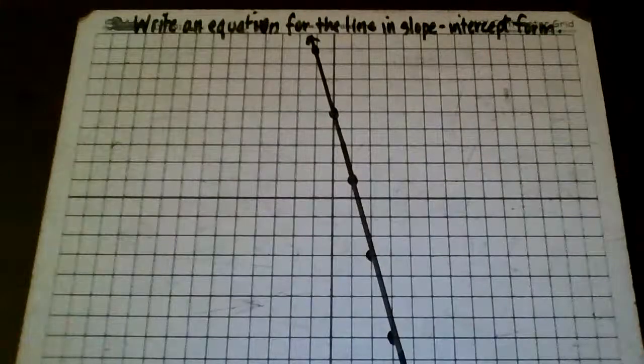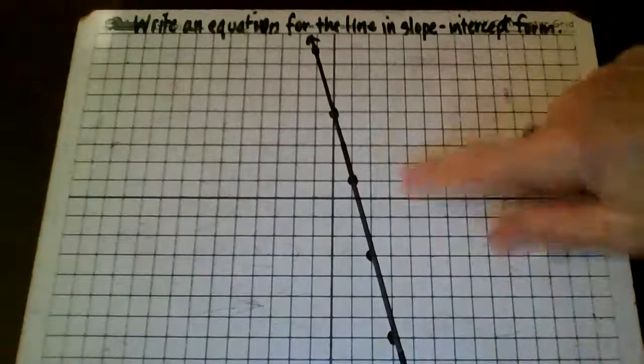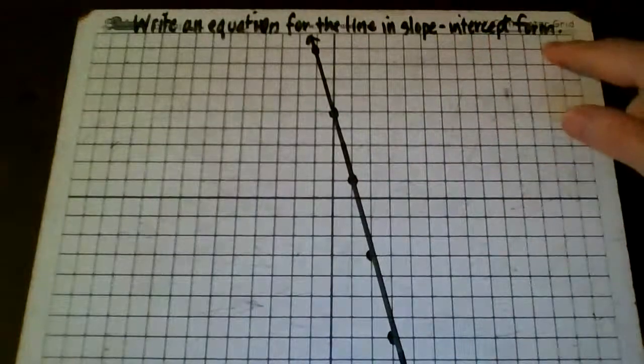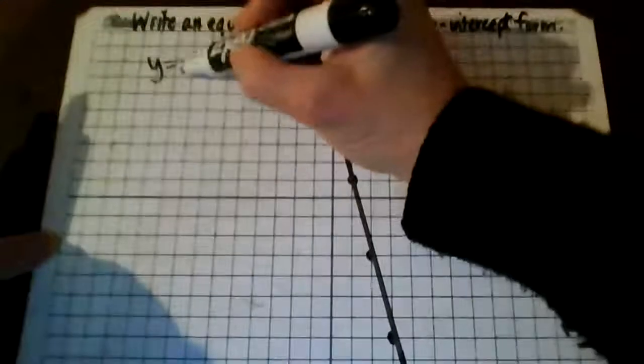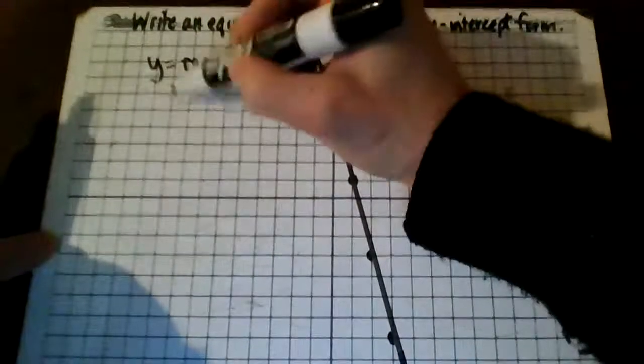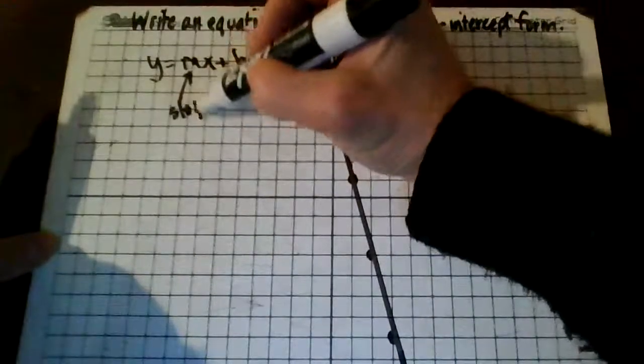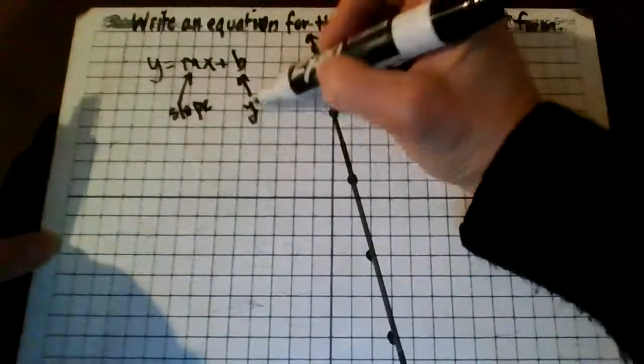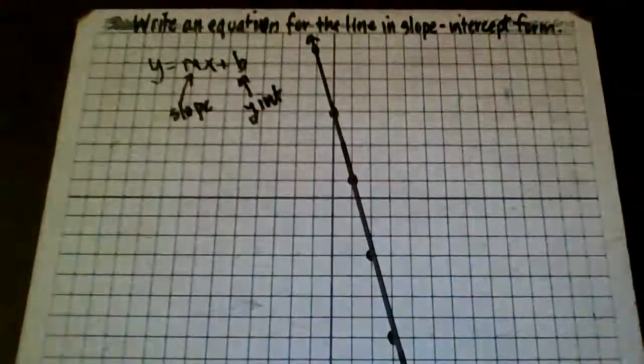All right, I'm going to write an equation for this line here in slope-intercept form. Slope-intercept form is y equals mx plus b, where m is the slope and b is the y-intercept. We'll talk about those both in a second.